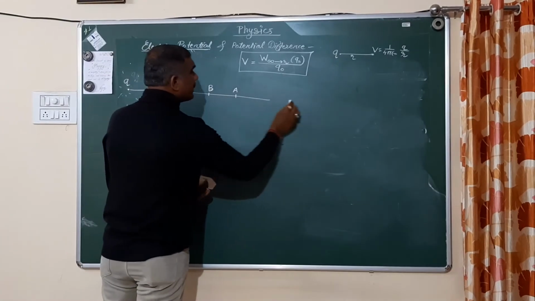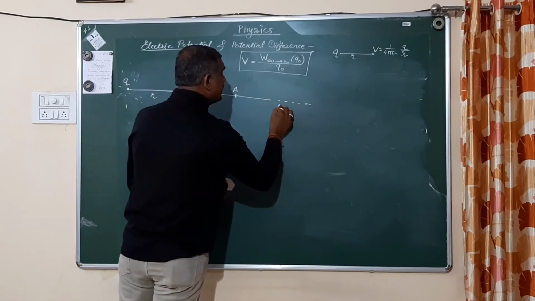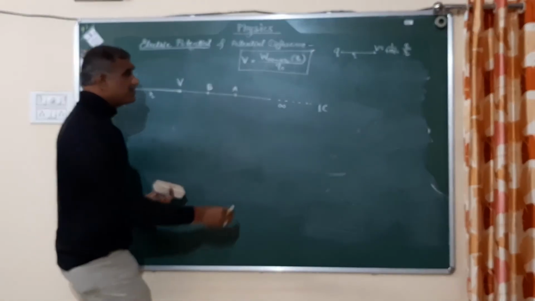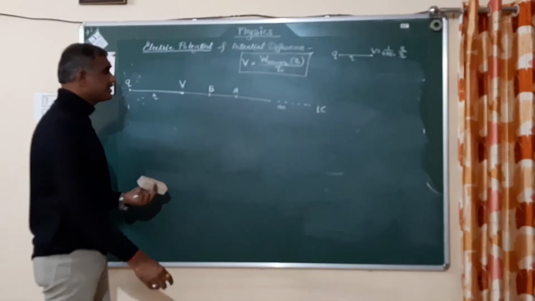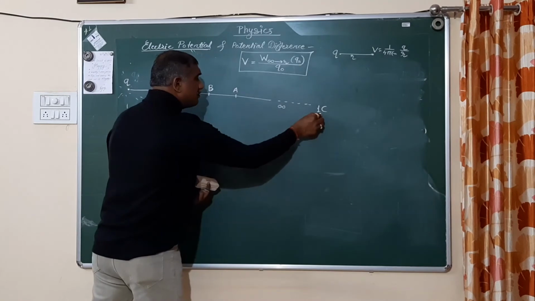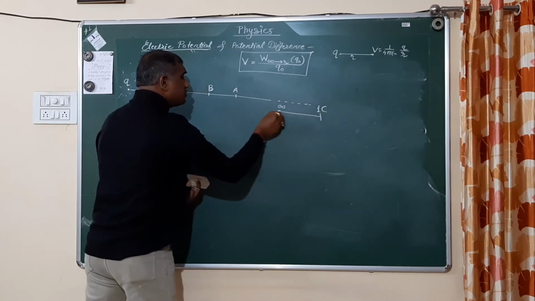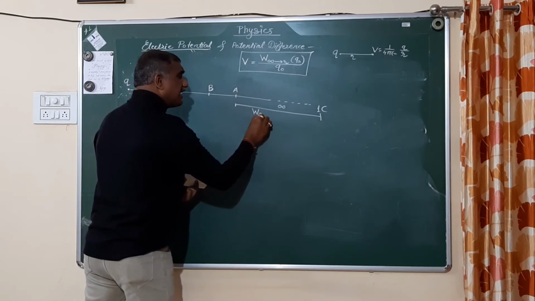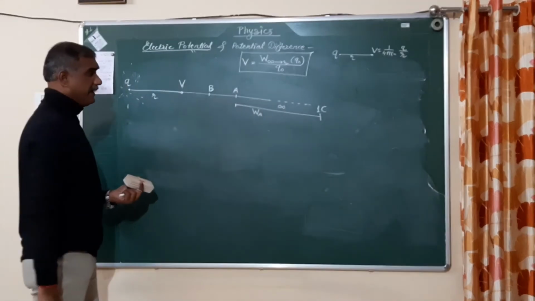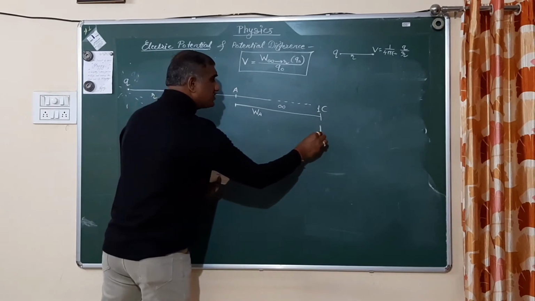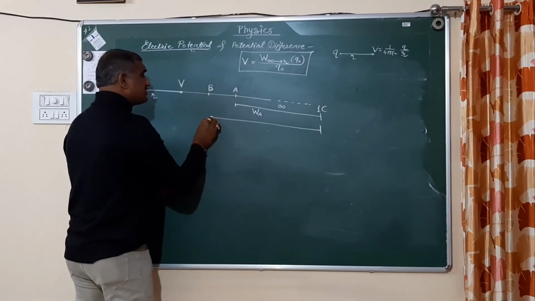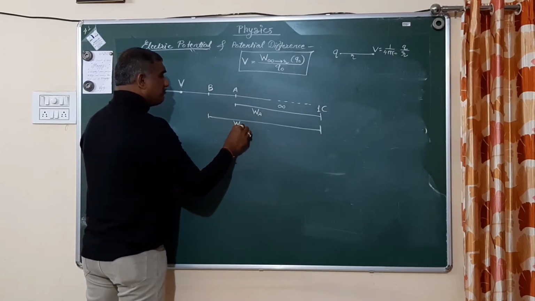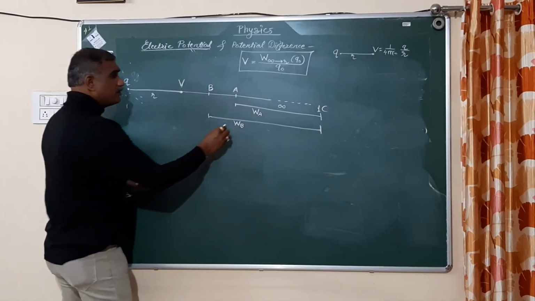Tell me one thing, if at an infinite distance I put 1 coulomb charge, how much charge? 1 coulomb charge at an infinite distance. In moving that 1 coulomb charge from infinite position to the position A, if I have done work, that work done is denoted as WA. Second time, I move the 1 coulomb charge from infinite distance to position B, and that work done is called WB.